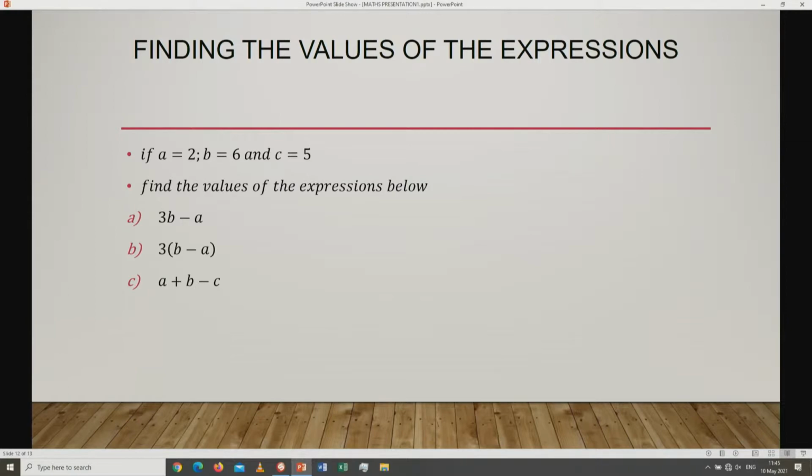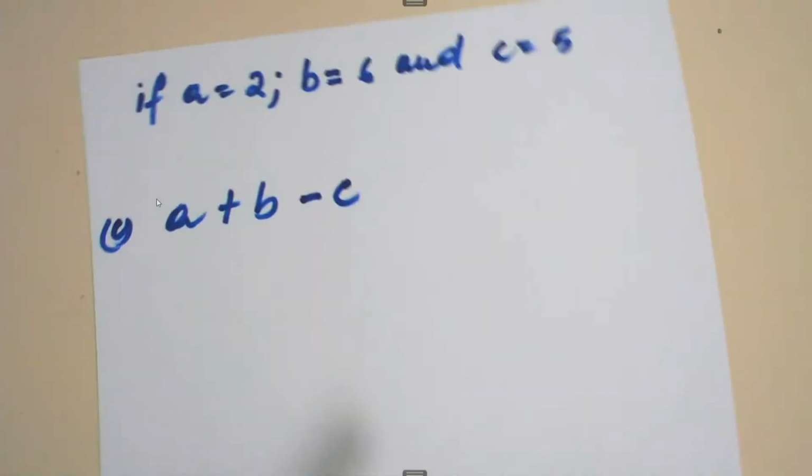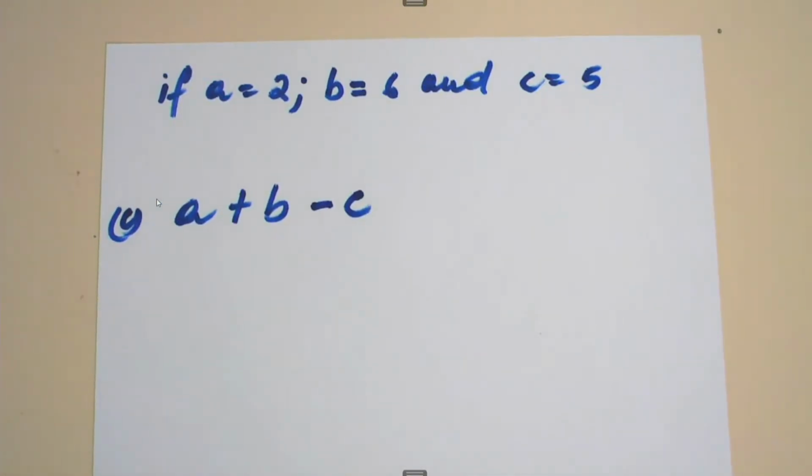Number C. In number C, remember we were given that A equals 2, B equals 6, and C equals 5. So here, number C is A plus B minus C. This one is straightforward. A plus B minus C.